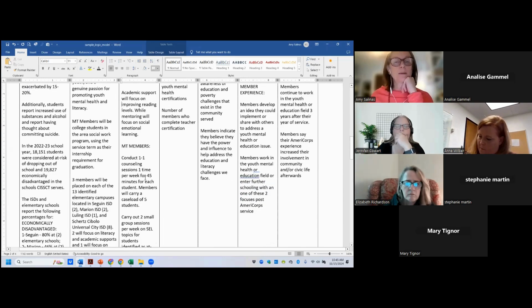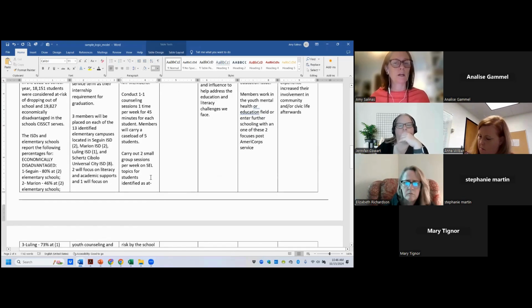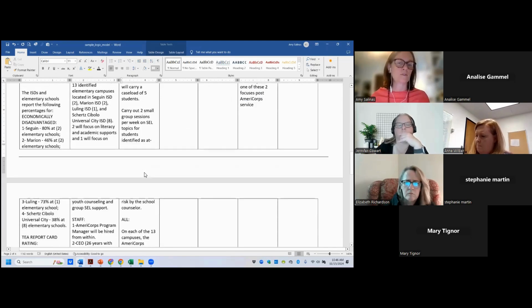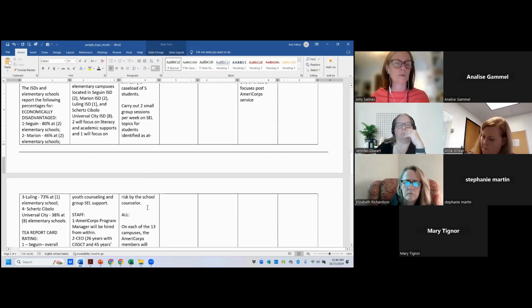And then for the mental health members, I break them out and talk about what they're going to be doing. They're going to be conducting one-on-one counseling sessions 1 time per week for 45 minutes for each student. Members are going to carry a caseload of 5 students. So there's again that specificity that I can provide. They'll carry out 2 group sessions per week on SEL topics for students identified as at risk by the school counselor.